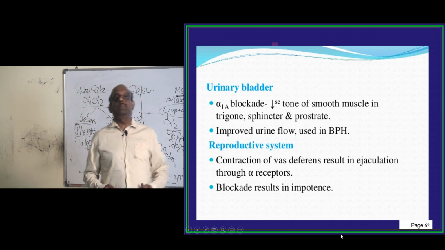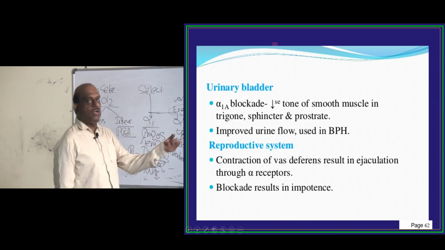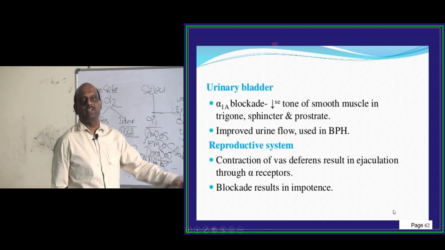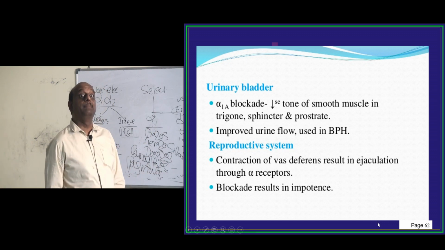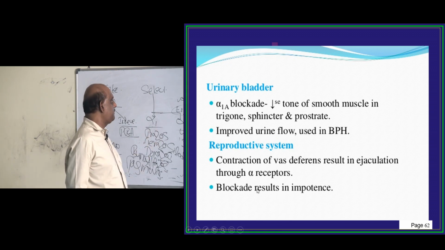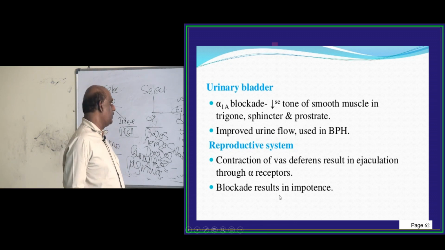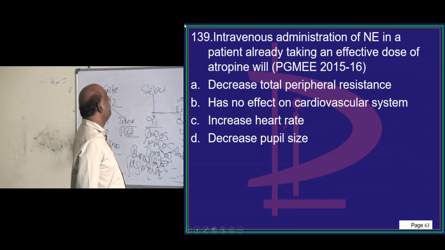Then what is the effect on the reproductive system? Alpha receptors cause contraction of the vas deferens, resulting in ejaculation, and the blockade will result in impotence. Blockade typically leads to impotence because the contraction of the vas deferens, which results in ejaculation, and the supply of blood flow are affected.